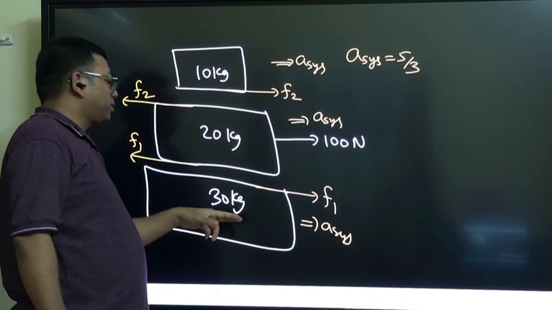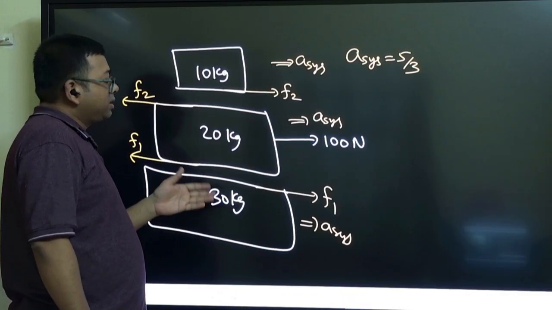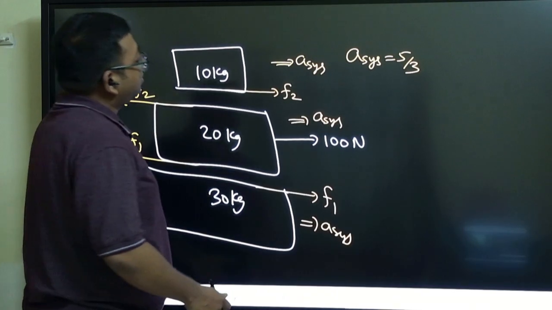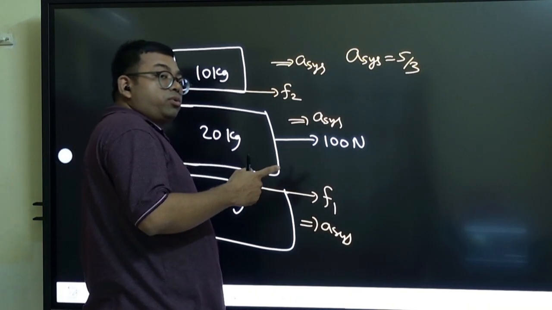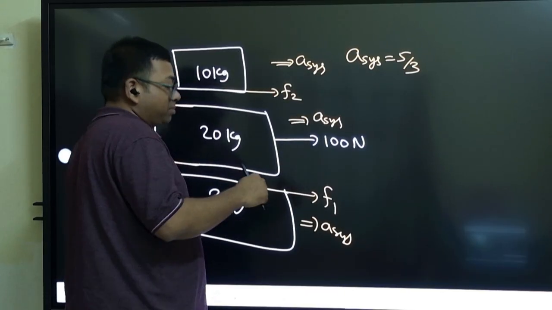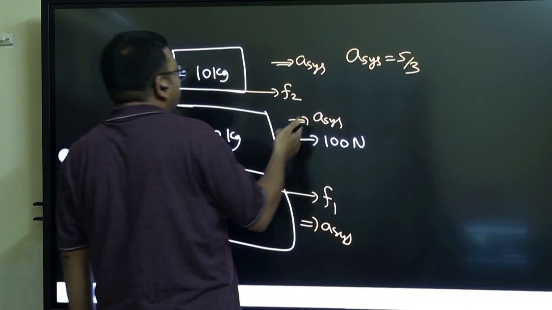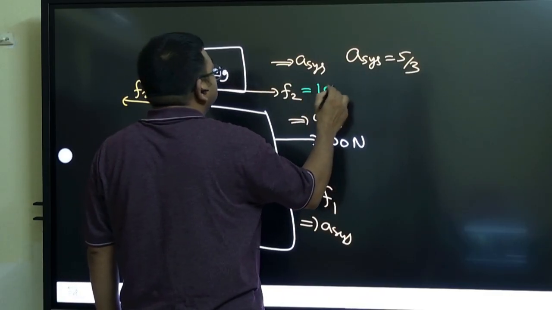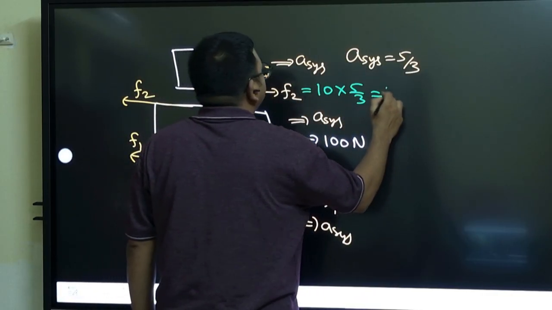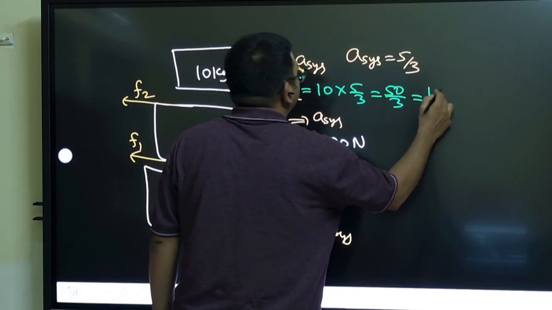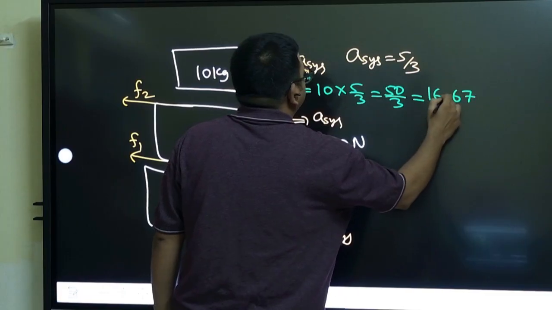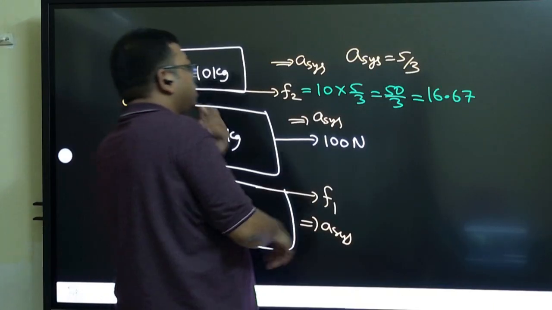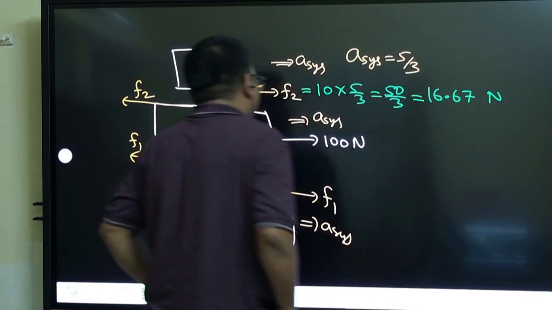Yeah, this also you can study. But that doesn't matter, you can take any one, because we need to calculate both, since we have to compare with their maximum. So first you calculate F2. Mass into acceleration: mass is 10 and acceleration is 5 by 3. So this becomes 50 by 3, that is 16.67 Newton.